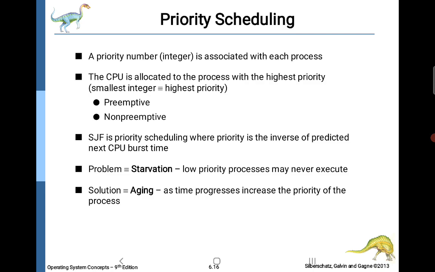To handle this, we use a process that is called aging. Aging is a fix for starvation by increasing the priority of a process as it waits. The longer it waits, the higher its priority becomes, until it reaches a priority level that will allow it into the CPU.